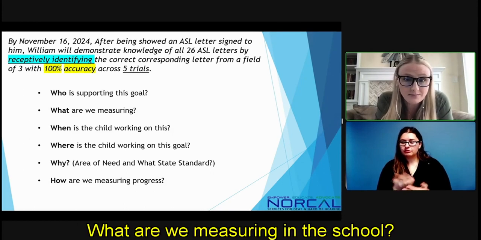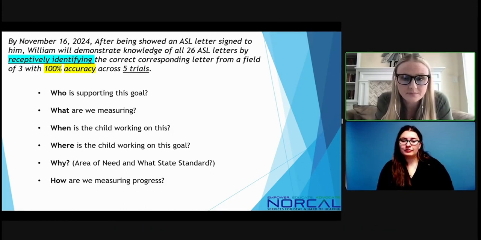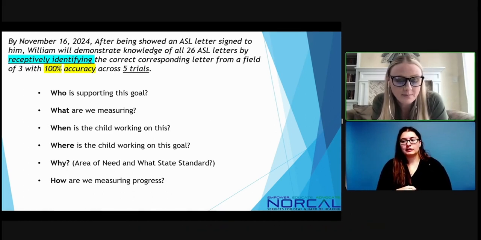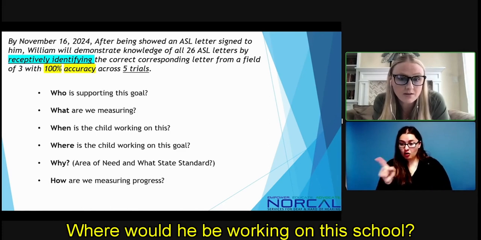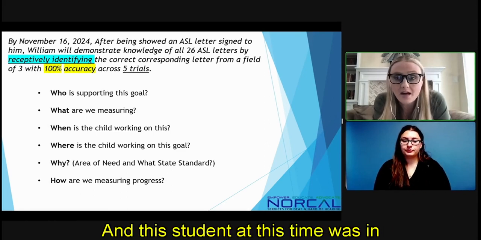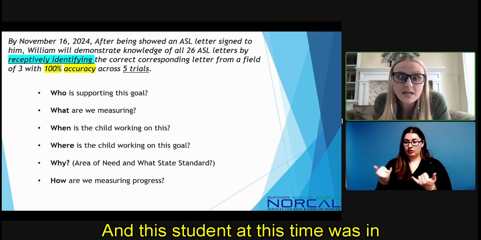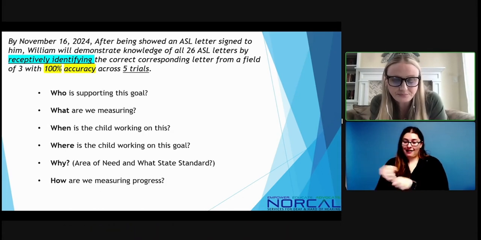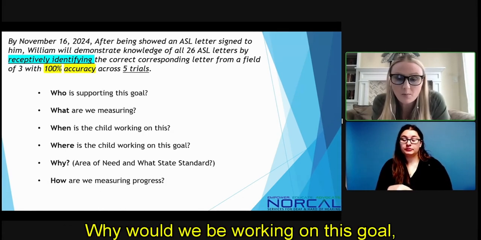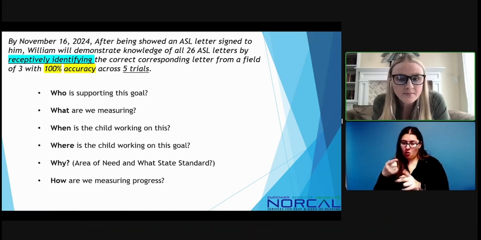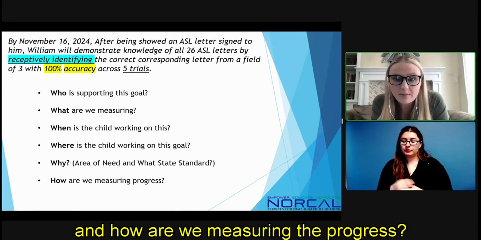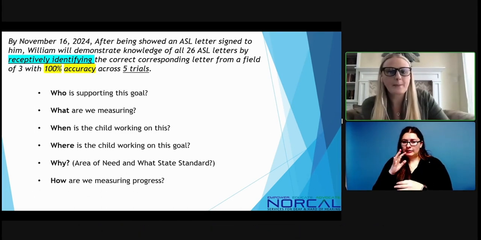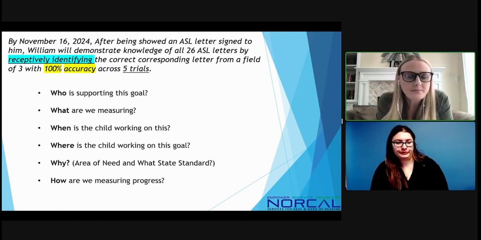What are we measuring in this goal? When is he working on this goal? Where would he be working on this goal? And this student at this time was in both general education and receiving special education. Why would we be working on this goal? And how are we measuring the progress? So think about that, and we'll go through that together in a little bit.